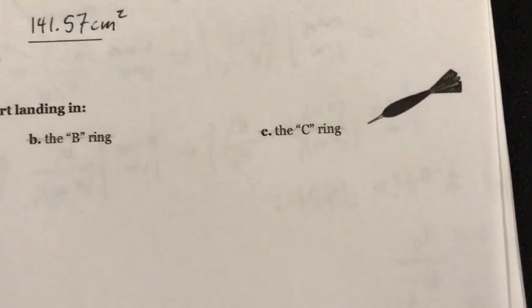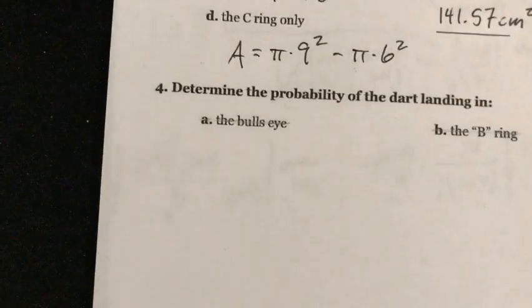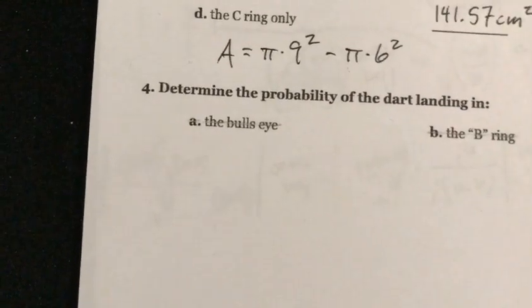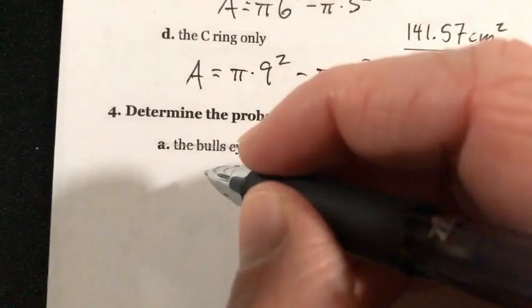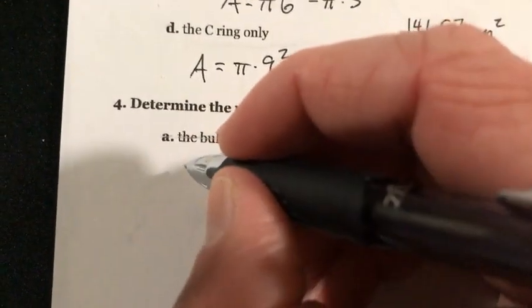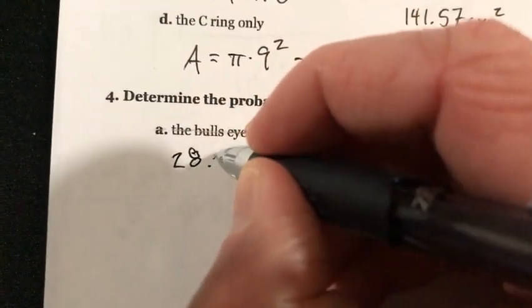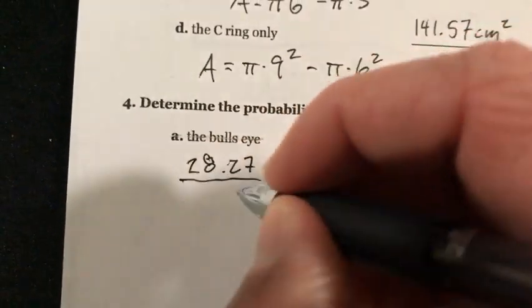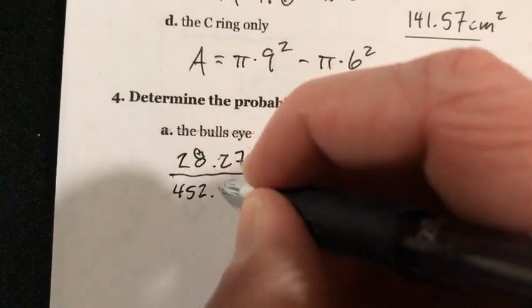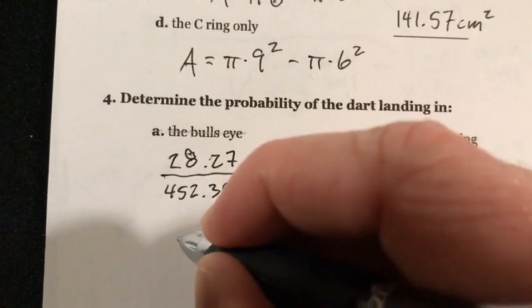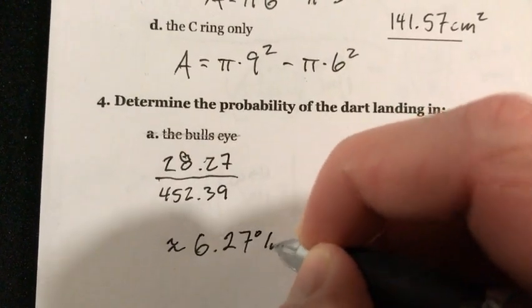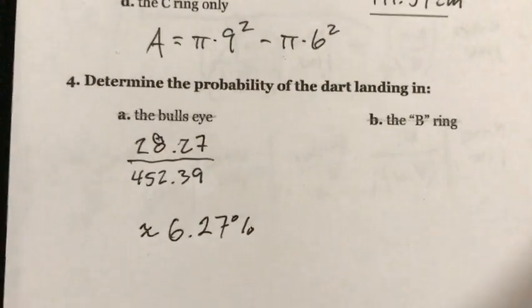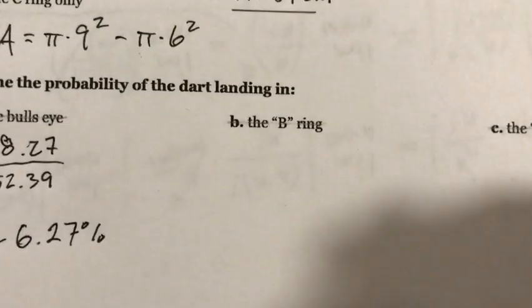Now we go down here and it's asking me for the probability of landing in these different regions. But all three of these are going to be the same. The area of the region of interest divided by the whole area. And so for here, the area of the bullseye was 28.27 divided by 452.39, which was about 6.25%. Of course, plug that in your calculator. I'm not doing that by hand. I'm plugging that in my calculator to find out.